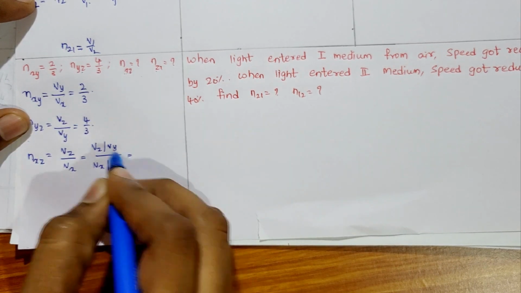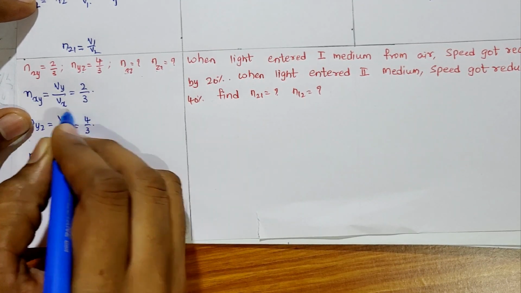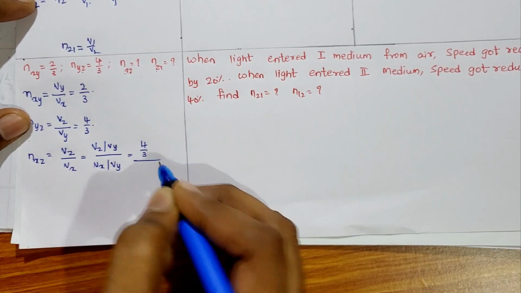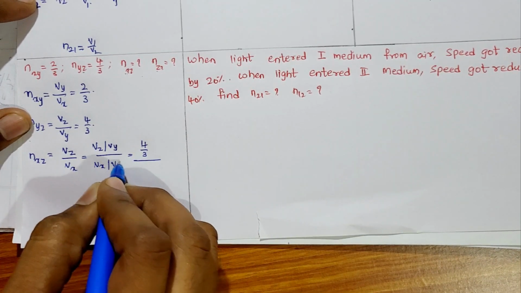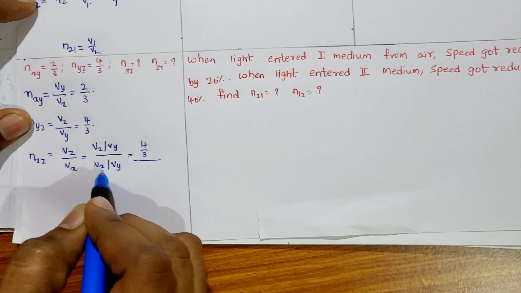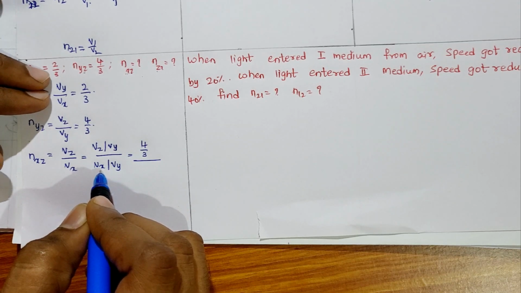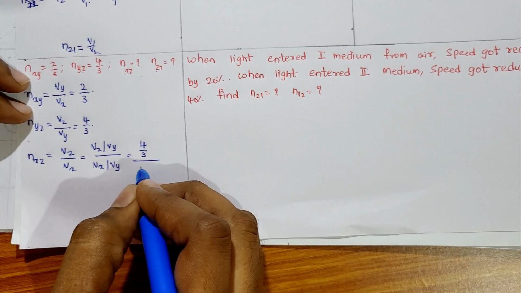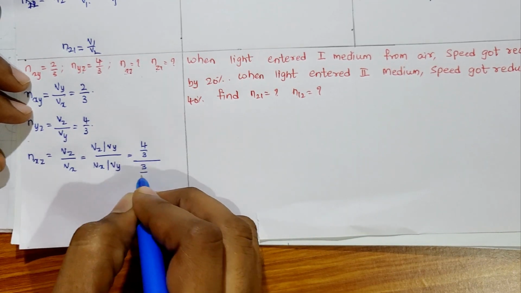So Vz divided by Vy. Do we have this ratio? Yes. It is 4 divided by 3, whole divided by Vx divided by Vy. Do we have this ratio? No. We have Vy by Vx. It is 2 by 3. So Vx by Vy will be 3 divided by 2.